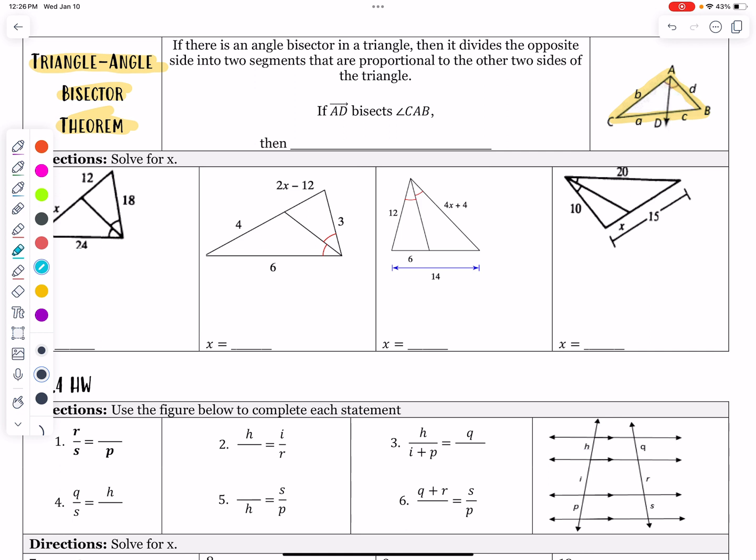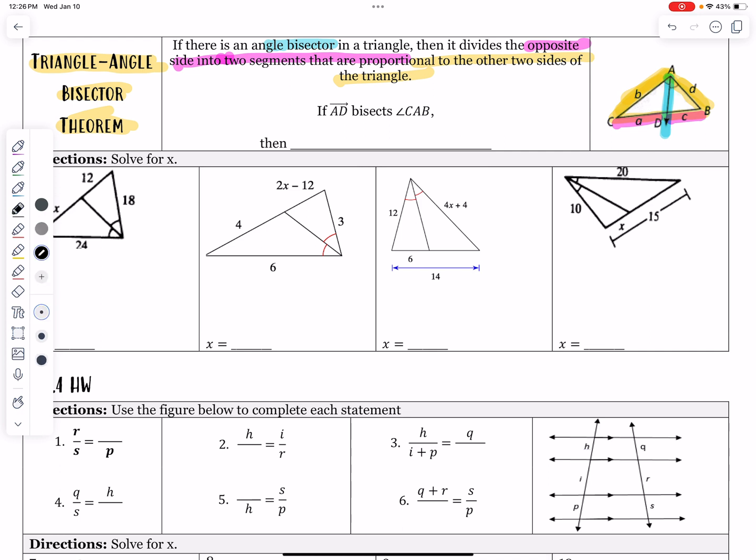So it says if there's an angle bisector, which is going to be this blue thing right here, in a triangle, then it divides the opposite side, meaning these 2 pieces. It divides the opposite side, I'm going to do that in pink, into 2 segments that are proportional to the other 2 sides of the triangle. So those 2 small amounts are going to be proportional to these yellow amounts, to the other 2 sides of the triangle. Okay? So then it just wants you to actually fill it in.